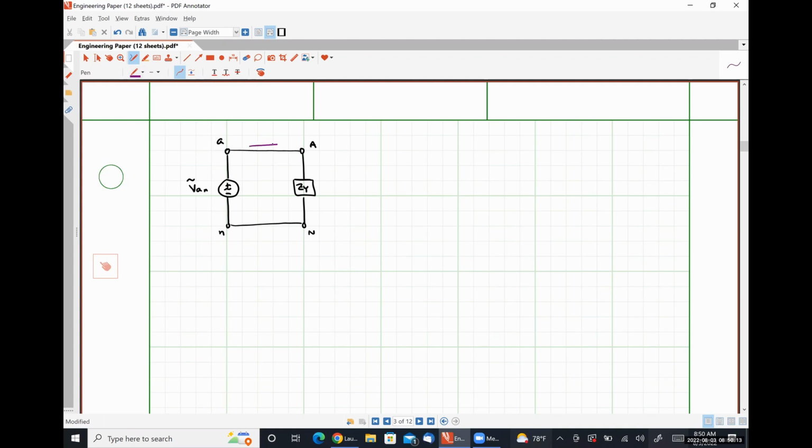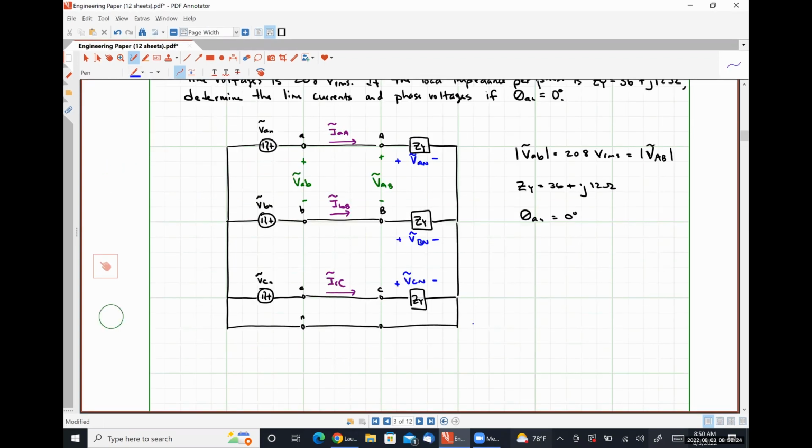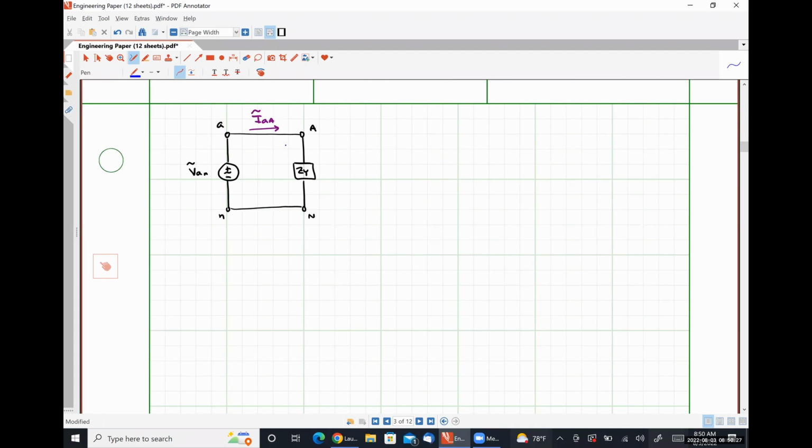We are asked for this quantity. I'm using blue here. And we are asked to solve for this quantity and this quantity. So we can see right off the bat that our phase voltages, capital VAN and lowercase van, are literally identical.